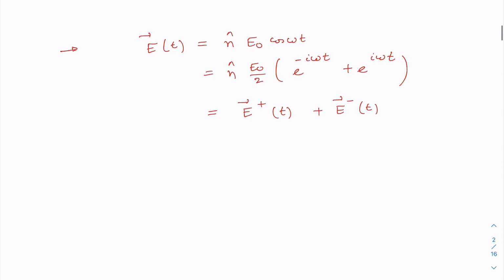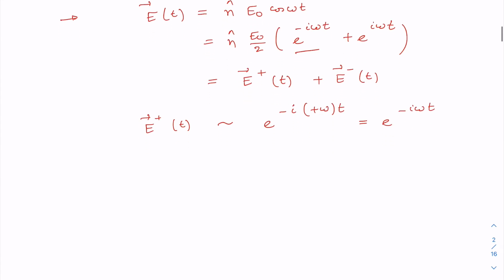By this I mean that E plus of t is associated with e to the power minus iωt, this term. On the other hand, E minus of t is related to the negative frequency, which is e to the power plus iωt.